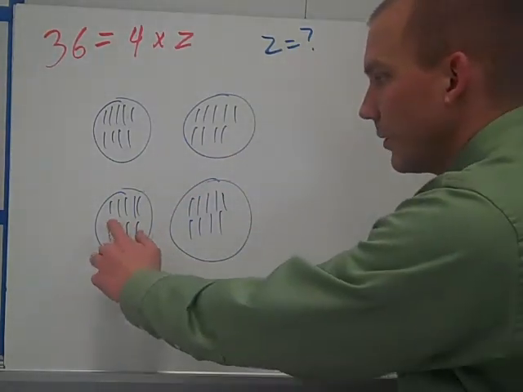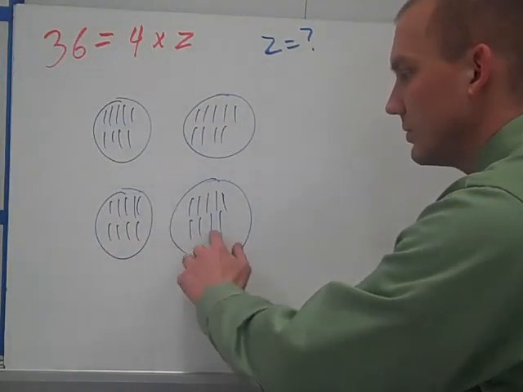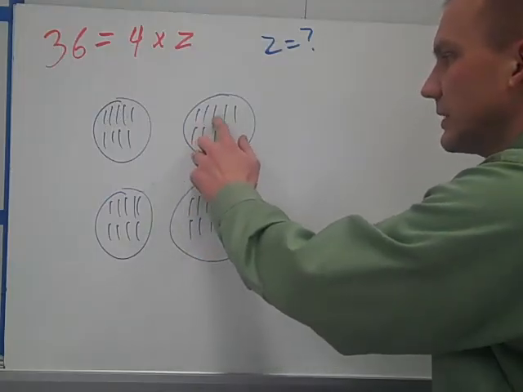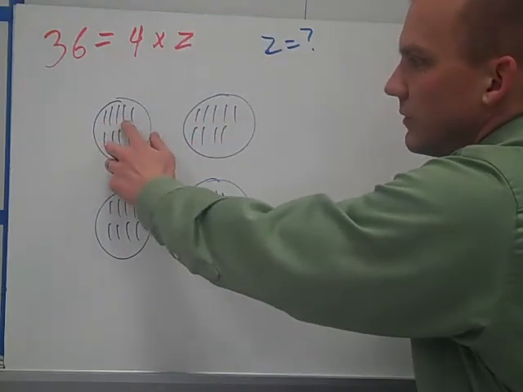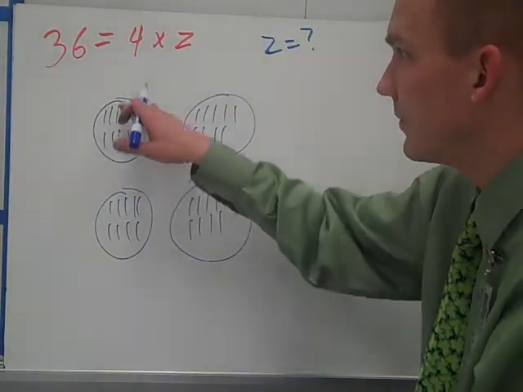All right, let's count them up. 1, 2, 3, 4, 5, 6, 7, 8, 9. Each circle has 9. So I have 9 in each box, or in each circle.